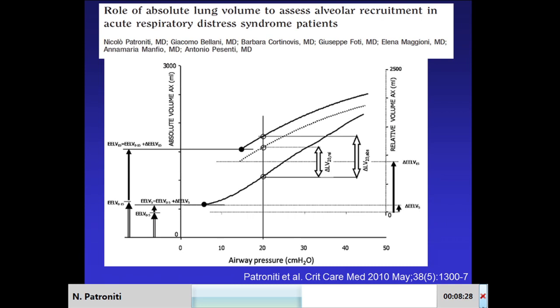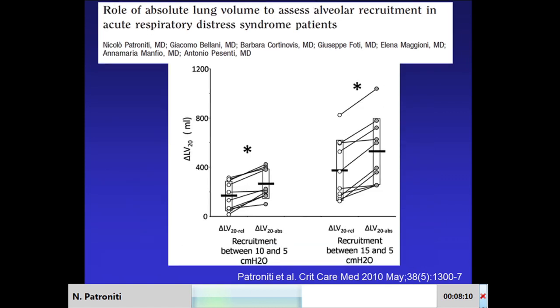And what was relevant for measuring the recruitment? Well, the dotted one is if we assume the same FRC. And this is if we use the correct FRC. And you see that there is a difference. And you can see here the difference between 10 and 5 of PIP or 15 and 5 of PIP. And for some patients, this difference is like more than 100% of difference.